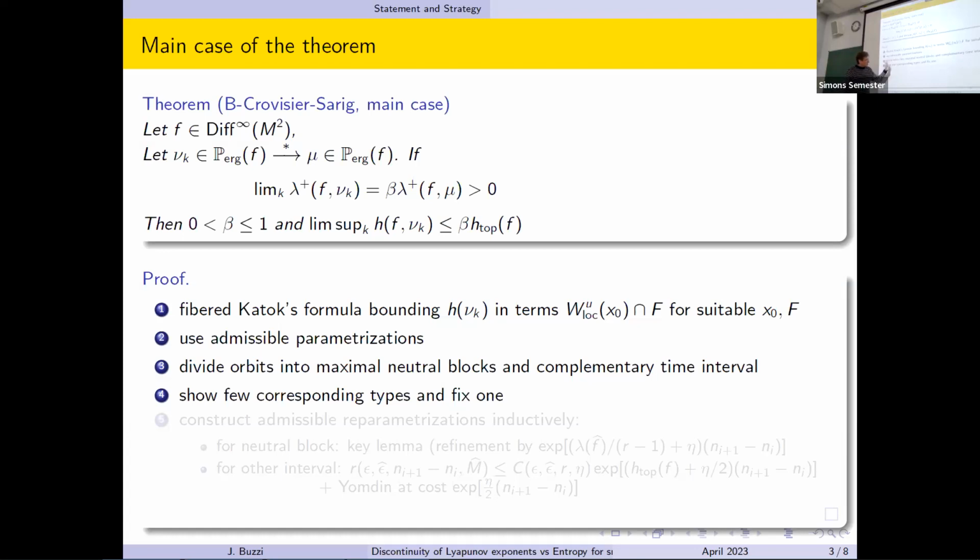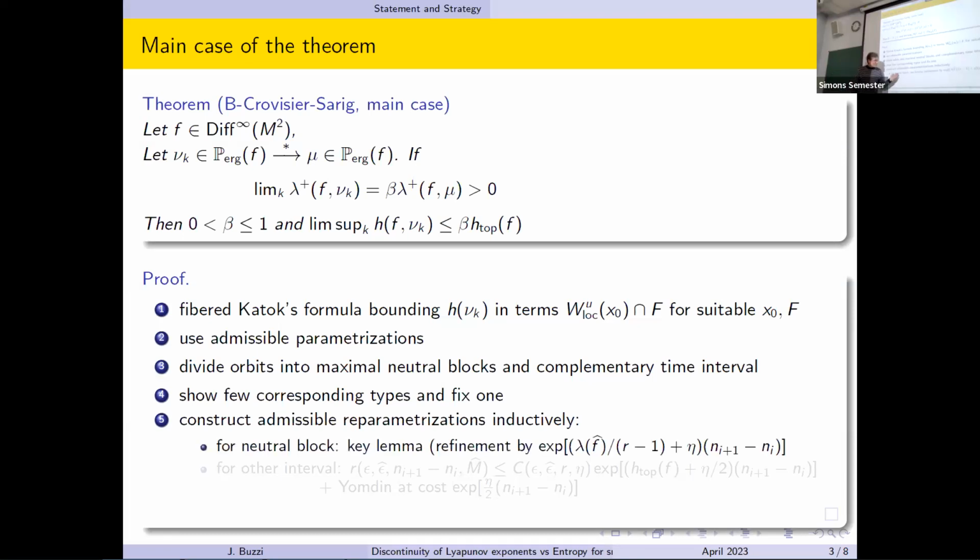We call the position of the blocks types, and for convenience, we just want to fix this data. Fortunately, when the neutral blocks we consider are very long, then there are few possible types. So we can just focus on one, essentially, and forget the rest. Once you are looking at orbits that start from this mysterious set with a given type, so you know where the neutral blocks are, then you just apply, first, the key lemma for the neutral blocks.